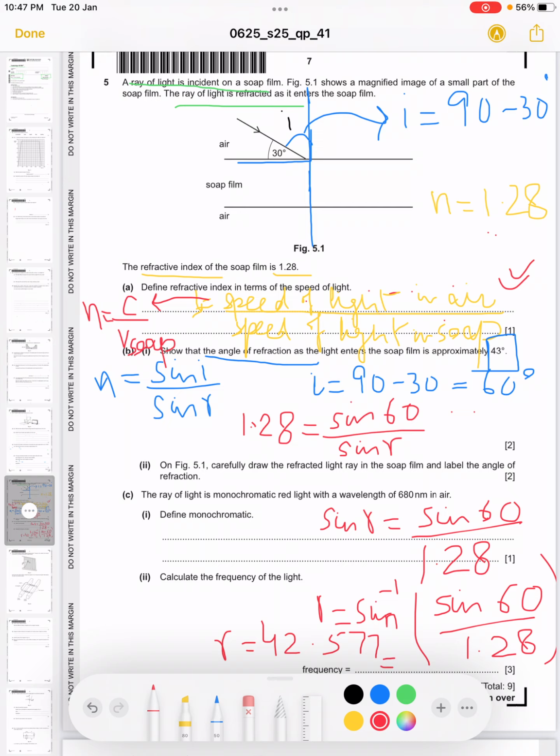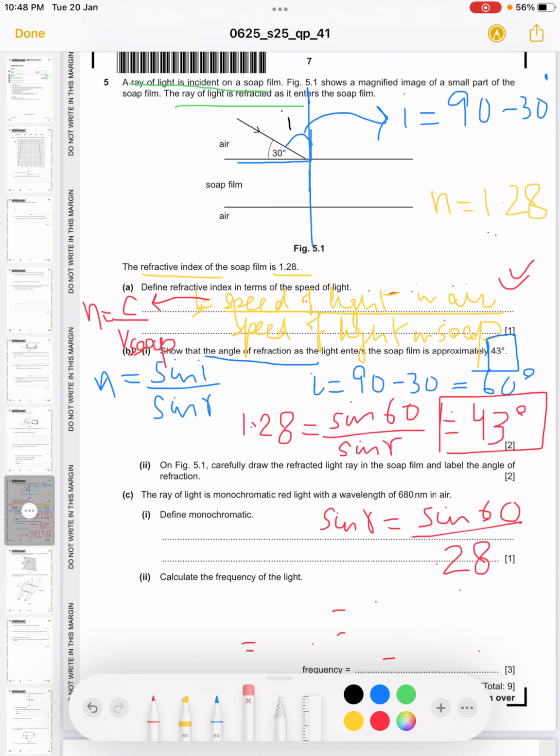42.577. So it is 43, right? So what answer are you getting? You are getting almost 43 degrees, right? And this is what we need to show. I hope you guys also get the same answer. Before moving to the next question, I will make some space by removing it. Okay.